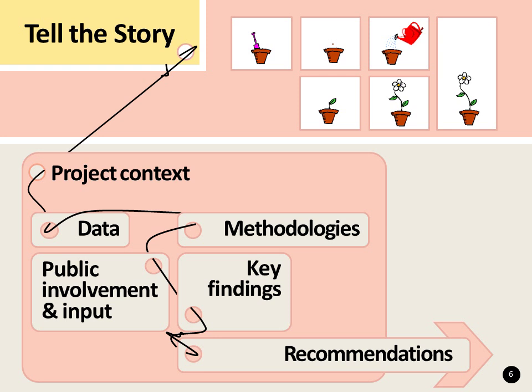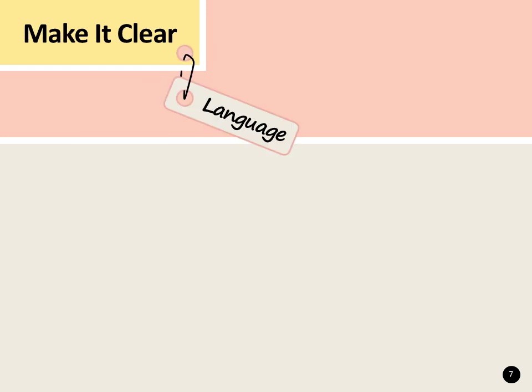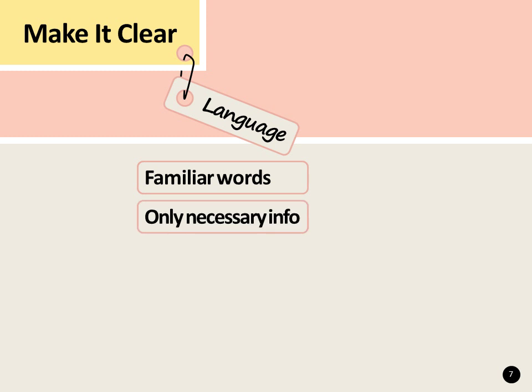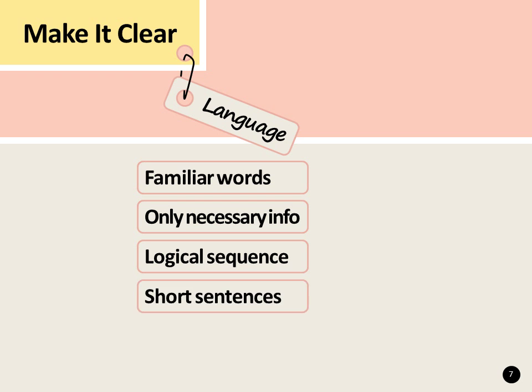Use maps and photographs to draw attention to information the audience needs to know and help them understand. To be an effective story, the information you want to communicate must be clear. This is done by using familiar, everyday words, providing only information that is necessary, and stating it in a logical sequence. Short sentences are preferable to long ones, which have greater potential to be unclear.